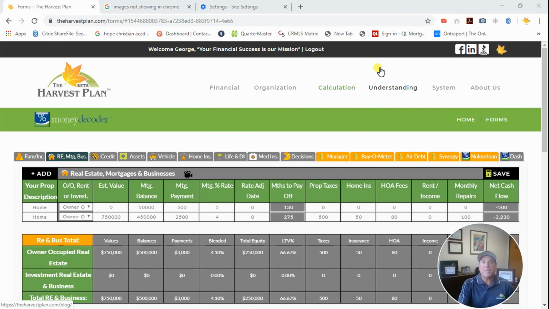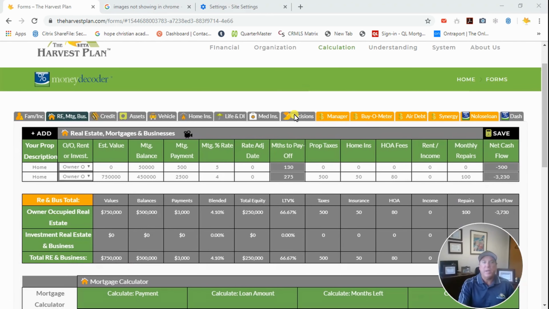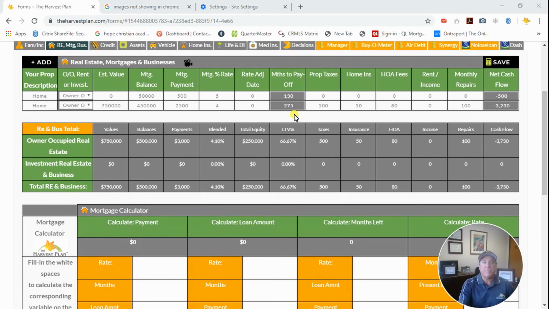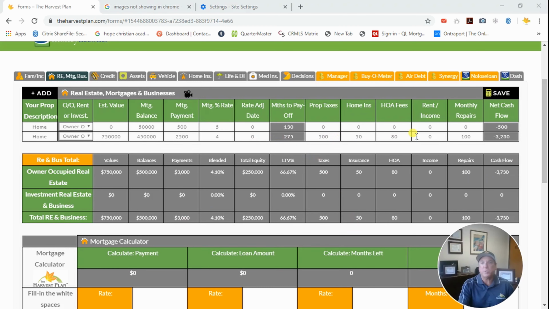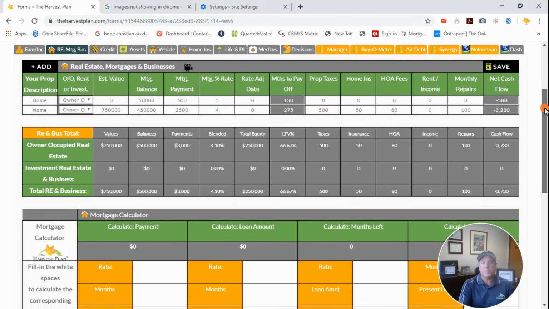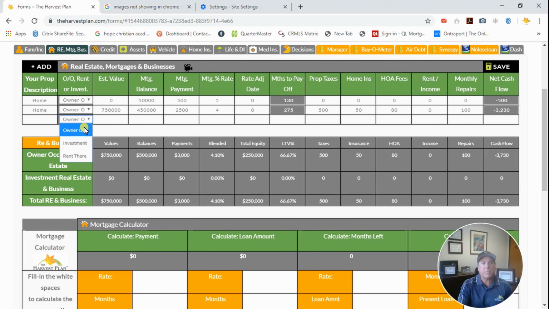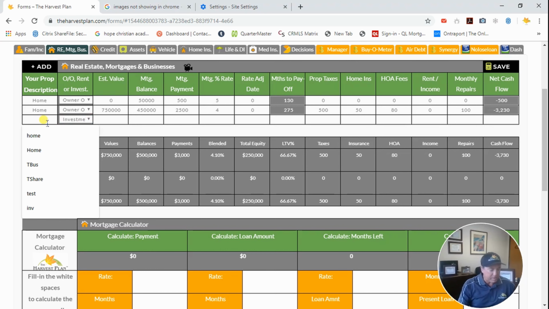Today we're going to go through a second tutorial, a deeper dive into this real estate mortgage and business area. This is tab number 2, and I'm scrolling up, which is a good way to just work on all these forms. But let's go through a quick deep dive on this real estate mortgage and business income. One thing we didn't discuss in the first one is how to input an investment property. So let's put in an investment property right now.